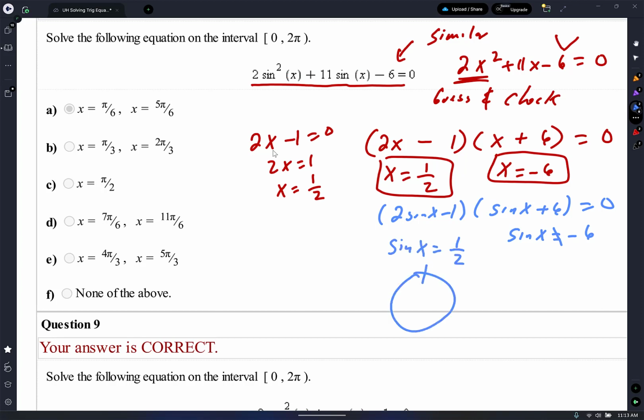I draw a unit circle, and I'll wait for you guys to catch up. Sine is a positive half in quadrant 1 and in quadrant 2. What are those radians? Pi over 6 and 5 pi over 6.